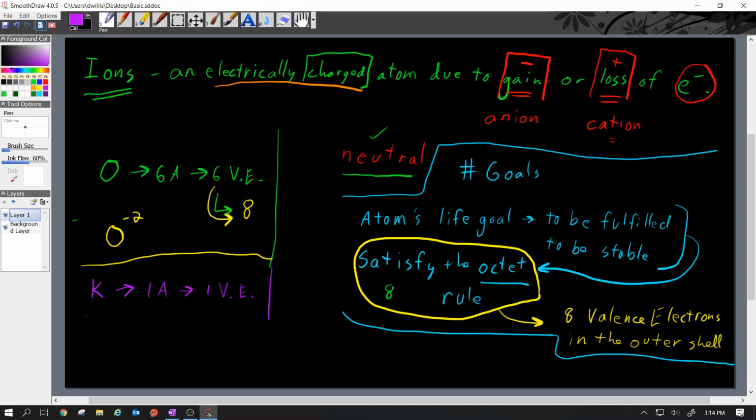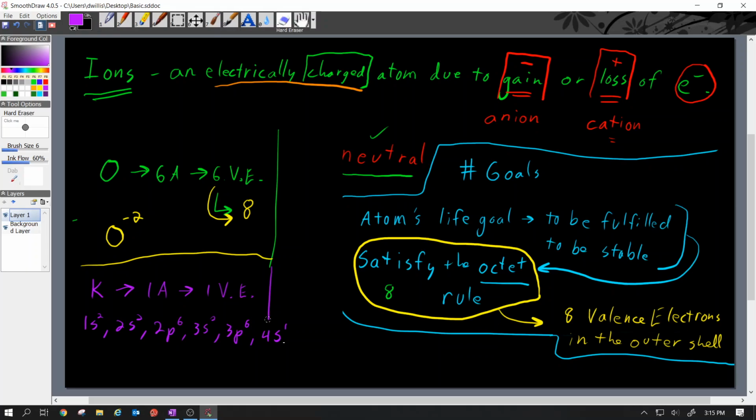Let's write the electron configuration again just for fun. 1s2, 2s2, 2p6, 3s2, 3p6, and then 4s1. Okay, because we just have that one little electron left on the 19.